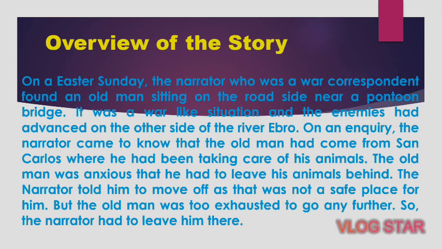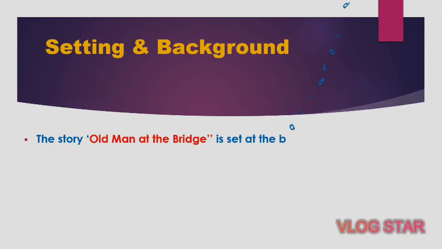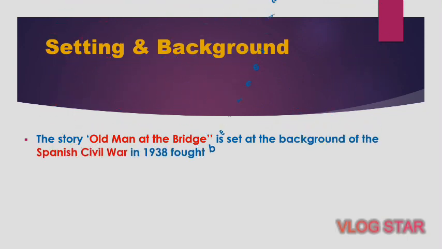However, at the end, the narrator had to leave him there. Now if we want to talk about the setting and the background of the story, the first thing we have to remember is that the story Old Man at the Bridge is set against the background of the Spanish Civil War in 1938.